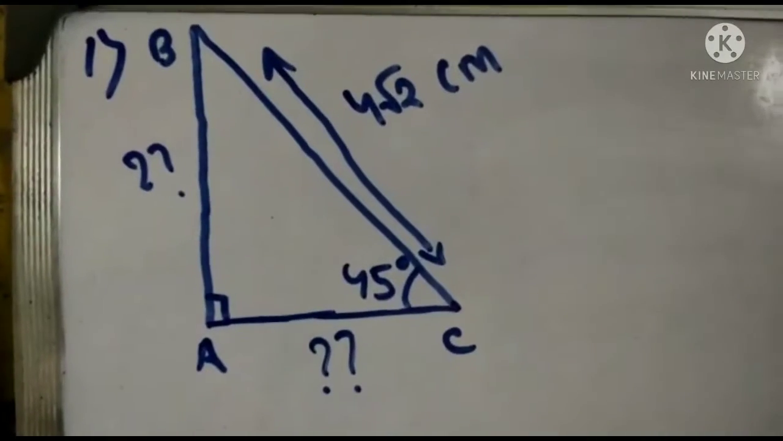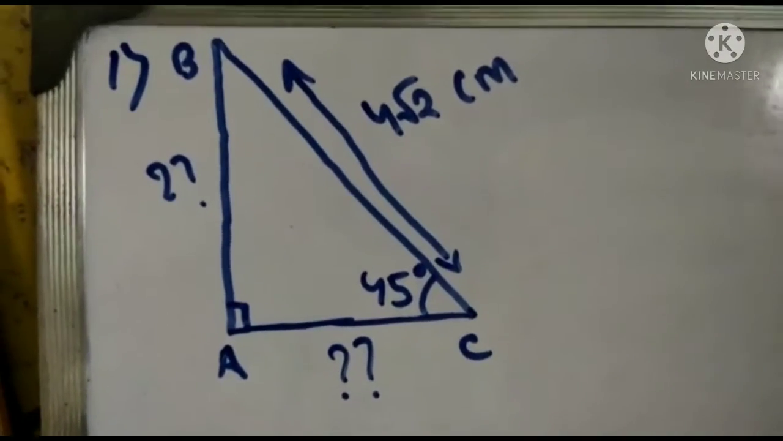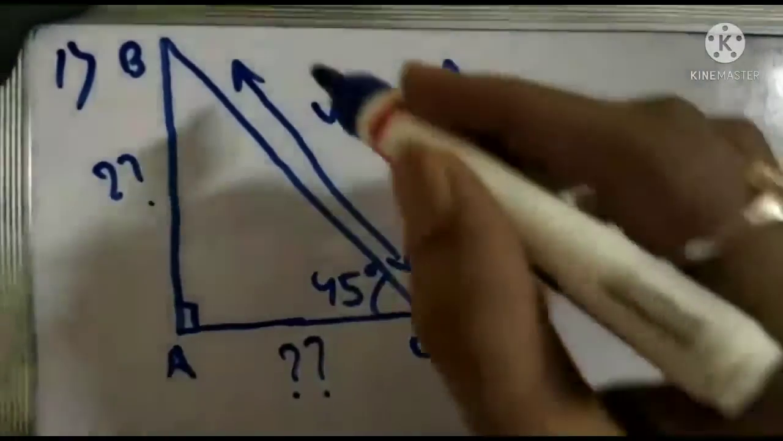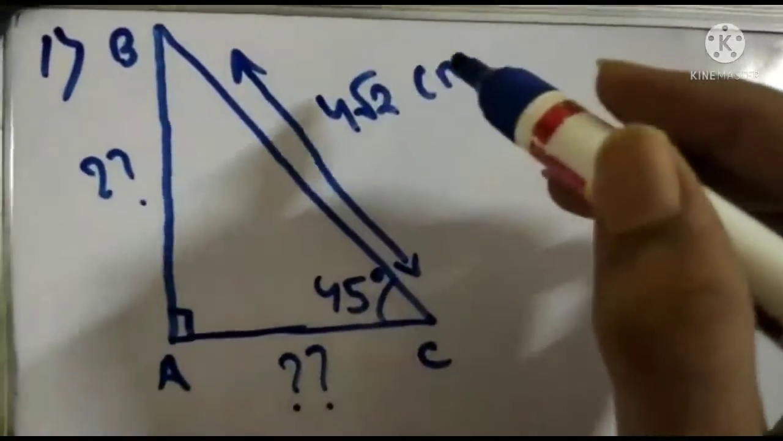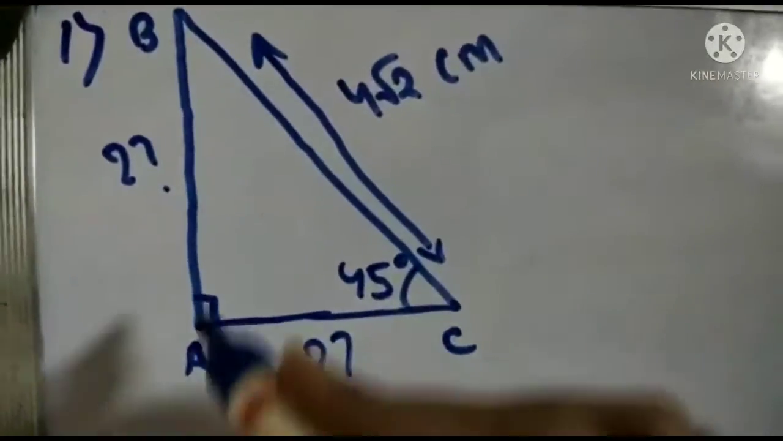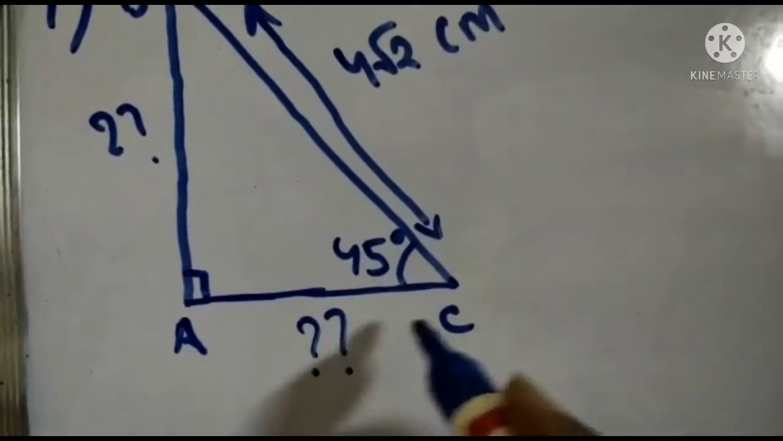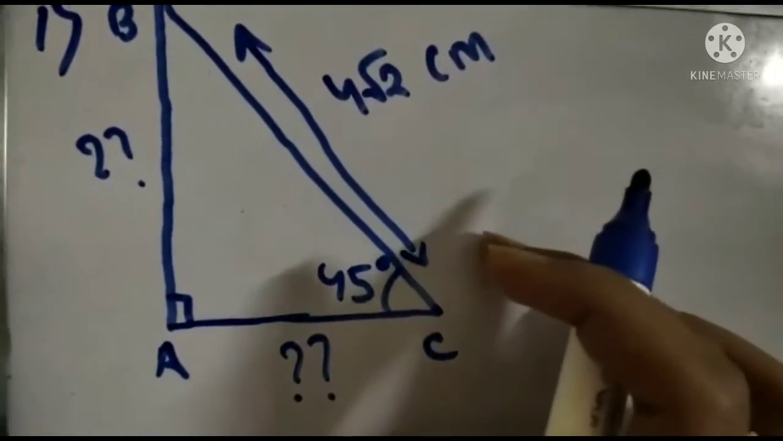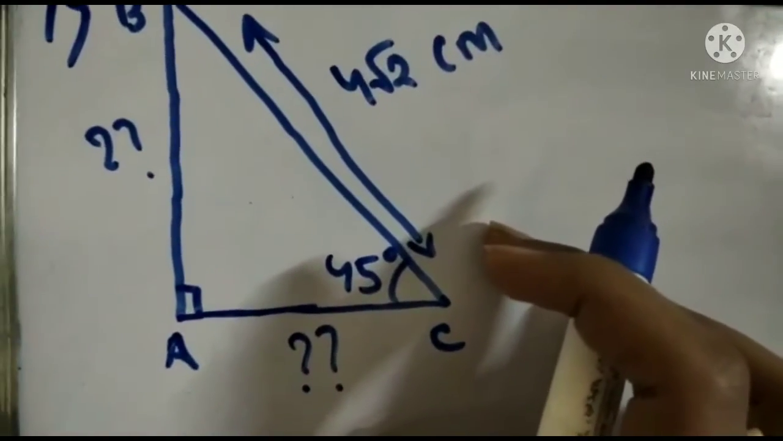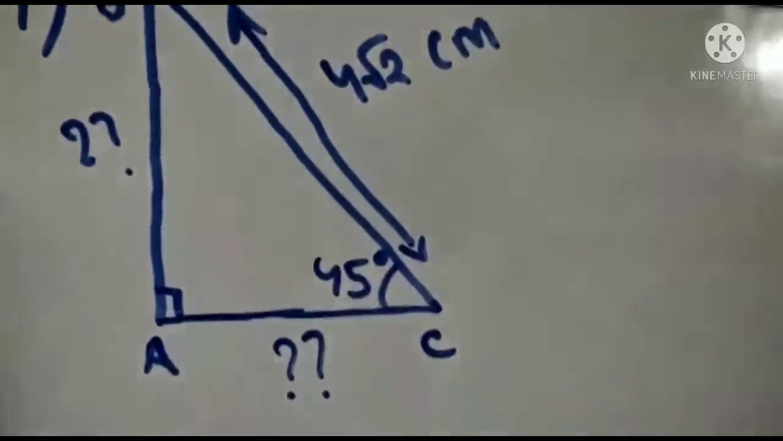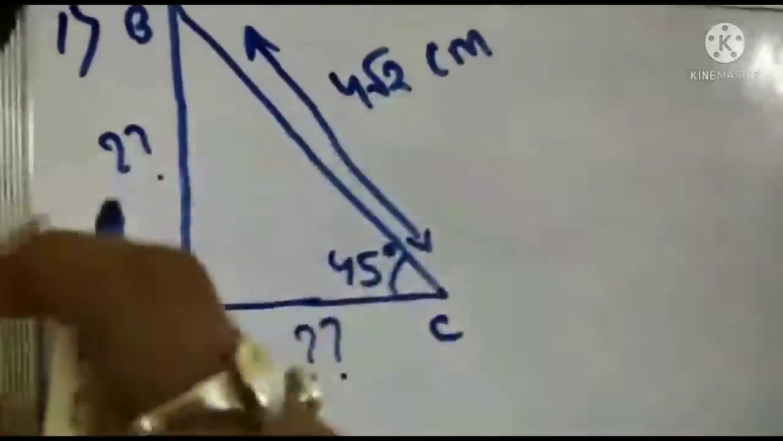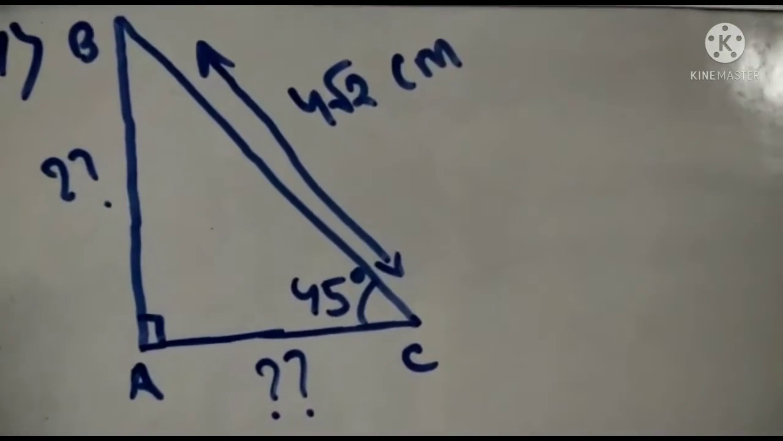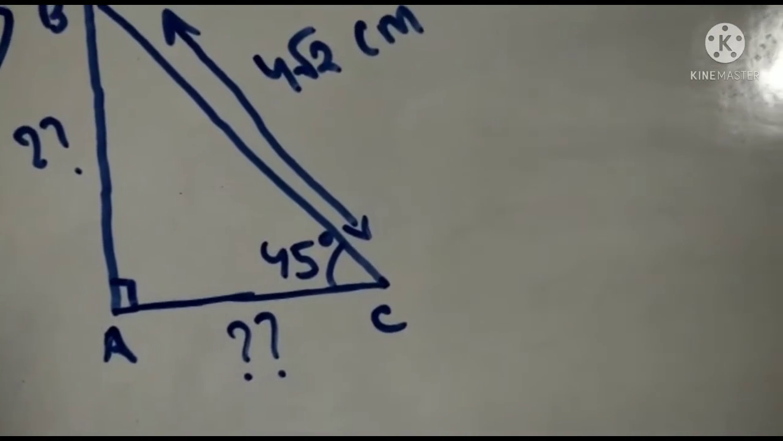I have drawn the figure on the board also. As I have already told, BC is the hypotenuse, and its length is given as 4√2 centimeter. We have to find the length of AB and also the length of AC. For this reason we use trigonometric applications. Trigonometric applications are mainly used to find the other sides when one side is given. Here one side is given and we can easily find these two sides by the application of trigonometry.